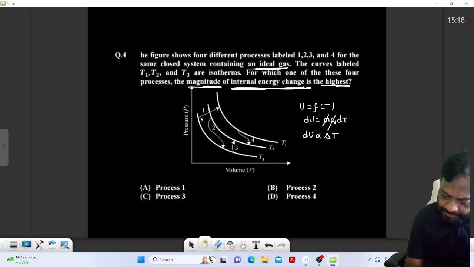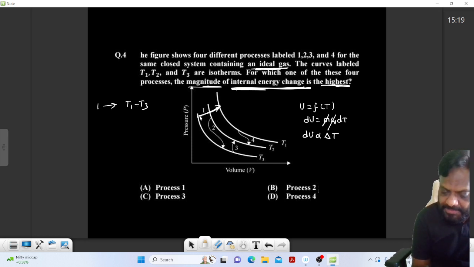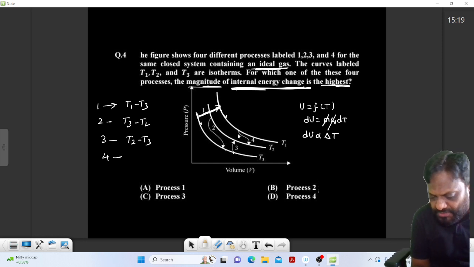Let us see process 1. For process 1, look at the difference. It is going from this end to this end, this is at T1, this is at T3. So it is T1 minus T3. Next, let's go to second process. For second process, it is coming from 2 to 3, which means it is T3 minus T2. And let's go to third process. Third is going from 3 to 2, so therefore, it is T2 minus T3. And fourth process is coming from 1 to 2, which means T2 minus T1.